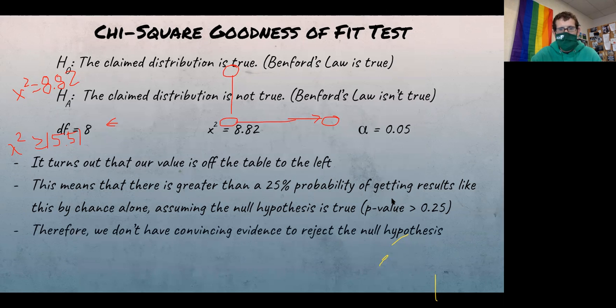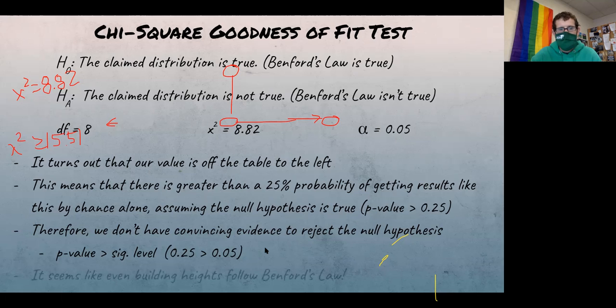Therefore, we fail to reject the null hypothesis because our p-value of 0.25 at a minimum is greater than our significance level of 0.05. So even building heights follow Binford's law. We failed to reject it, so our null hypothesis remains true.